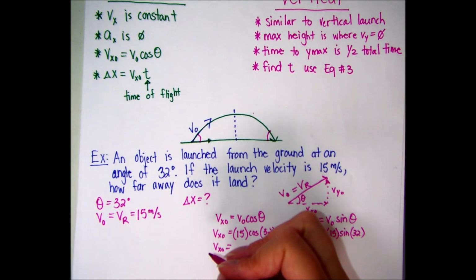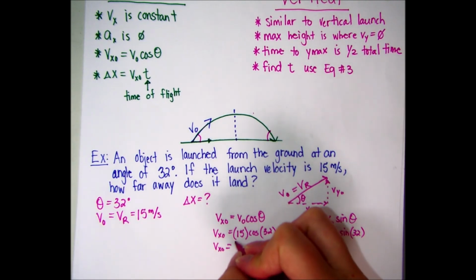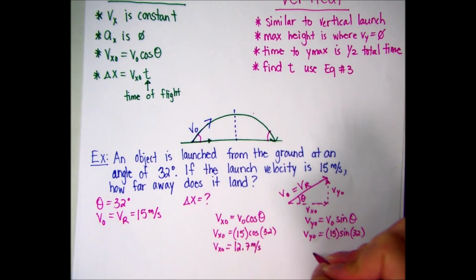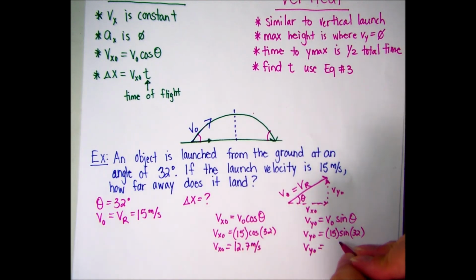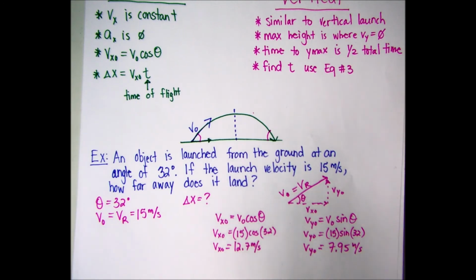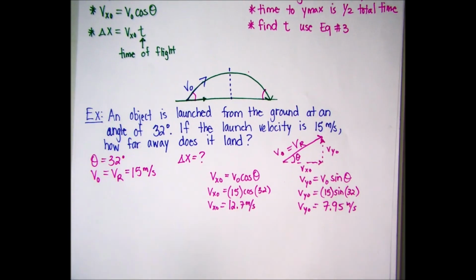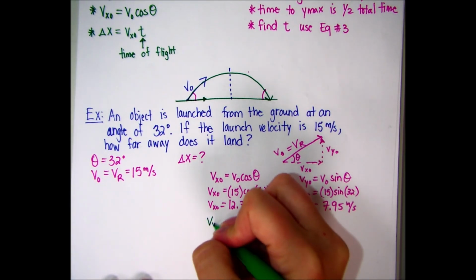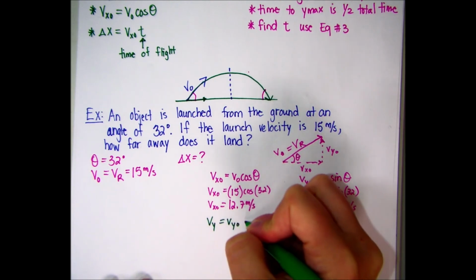You get 12.7 and 7.95. We're just going to round to 3 sig figs for both of them, just for fun. Once I get my individual components, now I can start looking for other things. The reason why you needed to find the vertical component of the velocity is to find the time. Remember, we said we're going to use equation 3 to find the time, which is this one.